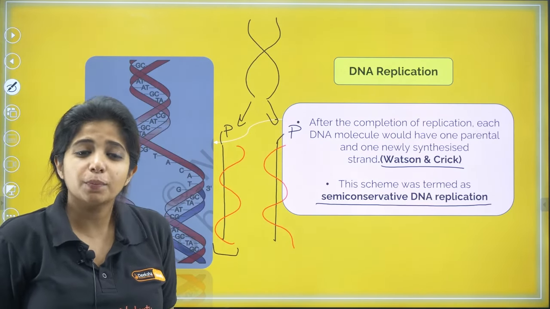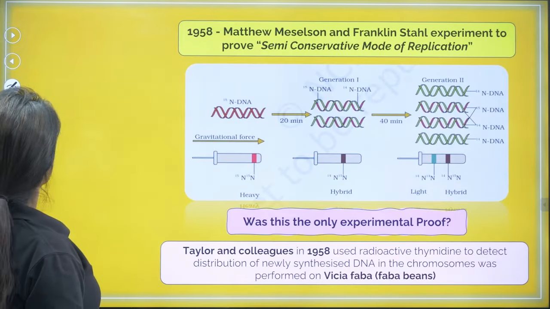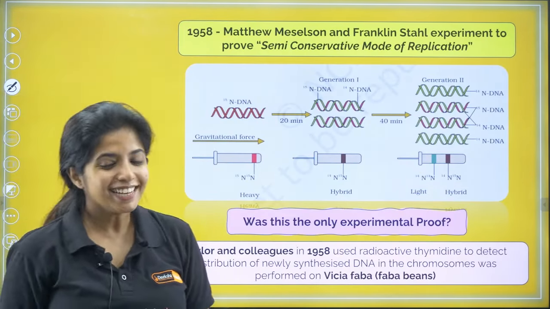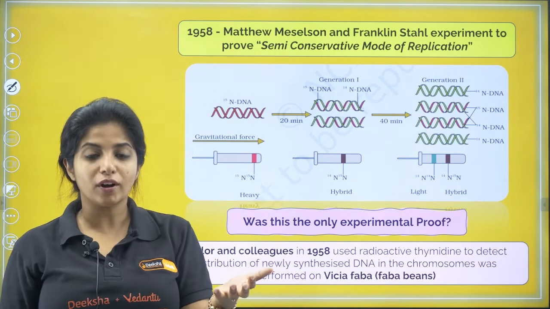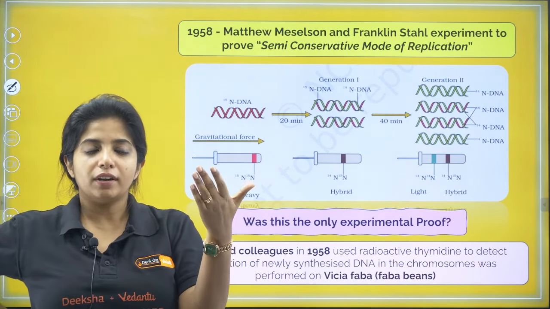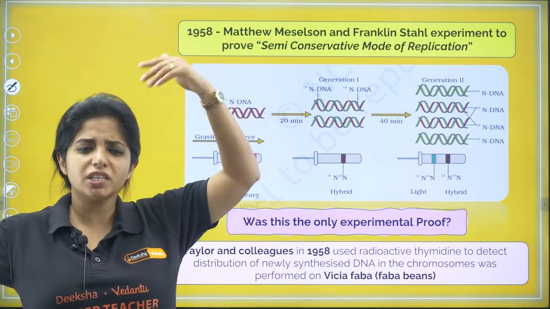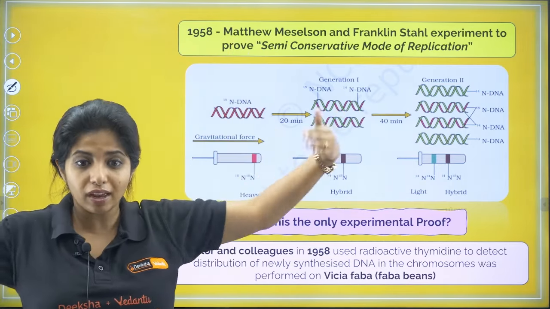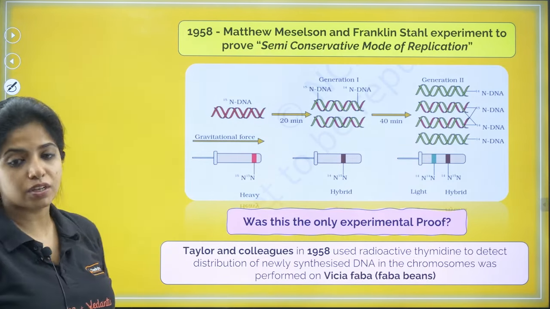Now ma'am, I cannot believe you. Obviously, don't believe me. Let's have an experiment. This experiment was done in the year 1958. After Watson and Crick spoke about the double helical structure, the Meselson and Stahl experiment came. Hershey and Chase was done before; this is somewhere very late. Here they explained the semi-conservative mode of replication.